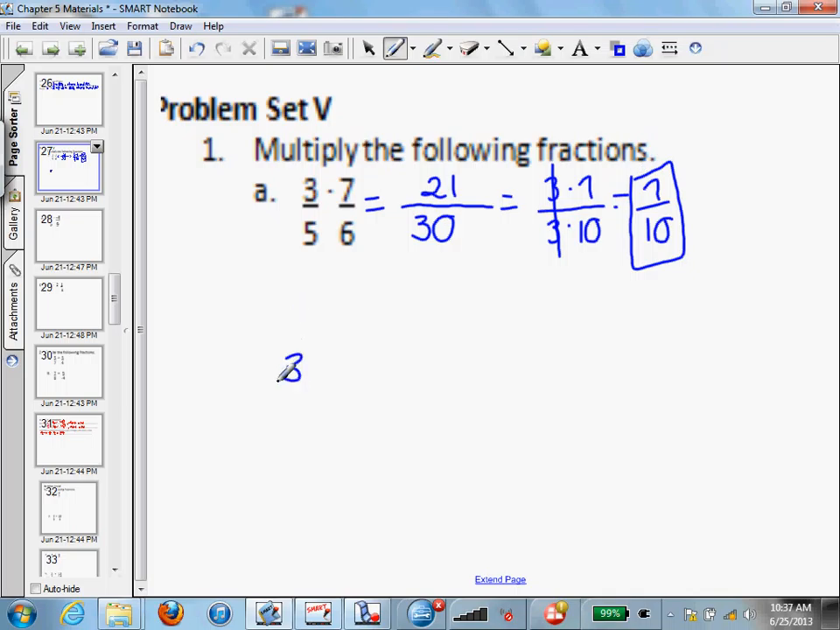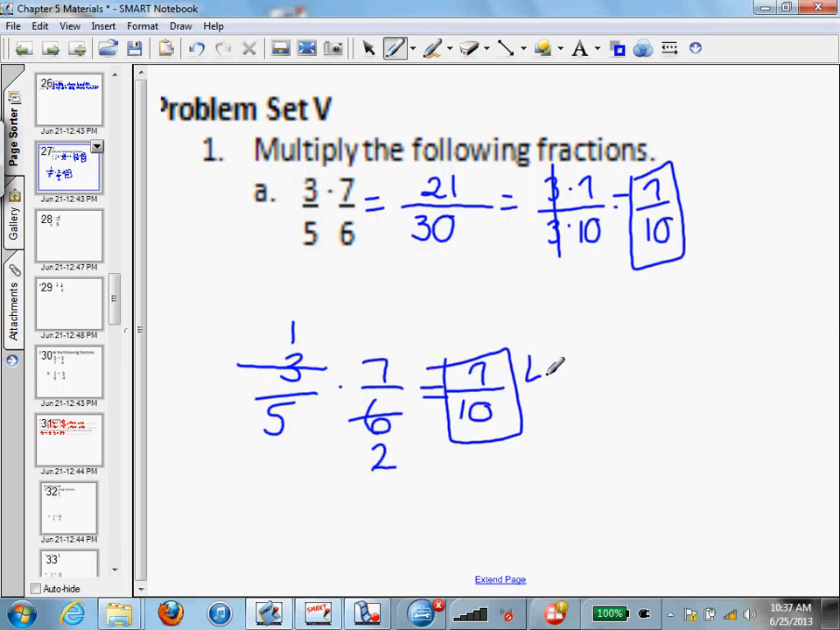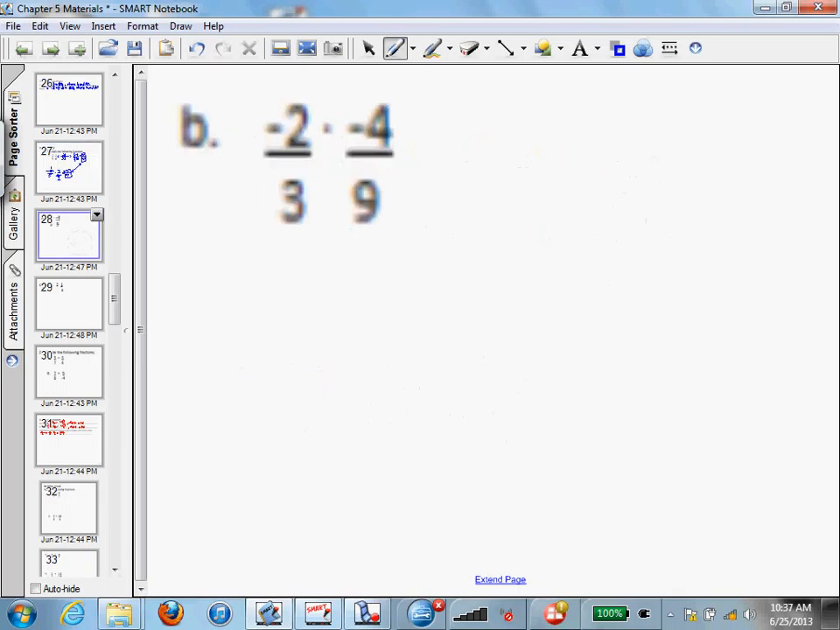Another approach when solving this problem, 3 over 5 times 7 over 6, is to think of cross canceling: 3 goes into itself one time, and 3 goes into 6 two times. So if you multiply across, you have 1 times 7 over 5 times 2, which is 10. It still yields the same answer, but this approach is a bit quicker and you don't have to worry about reducing at the end.